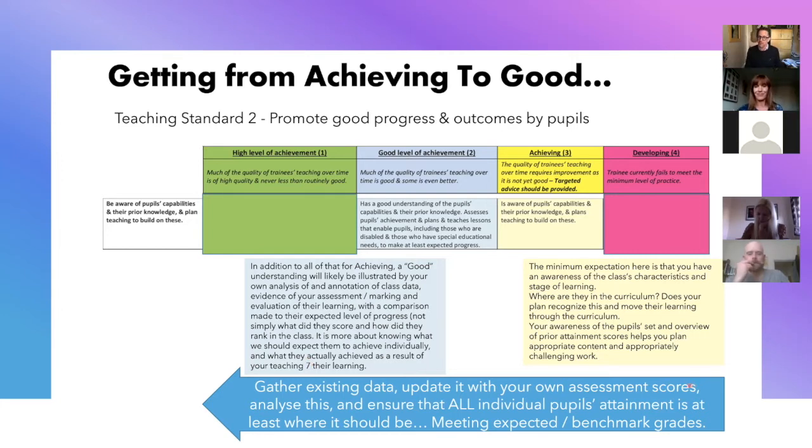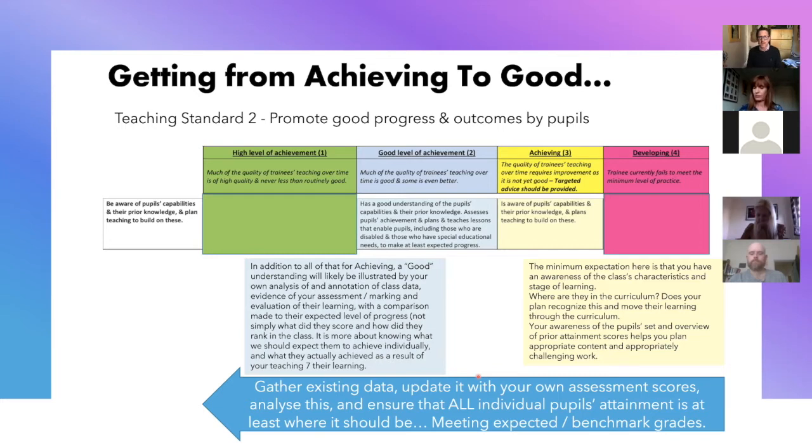So if you think about how we've moved from achieving to good, what we've basically got to do in order to provide evidence of that is actually gather that existing data and update it with your information. So what information are you gathering from the homework scores and from the tests that you're doing and the little mini assessments or plenaries that you're doing? And then you're making use of that to make sure that your lessons are planned to that level, and that the pupils through that process are able to actually make good progress and meet their expected benchmark grades. So it means that your teaching is being effective.